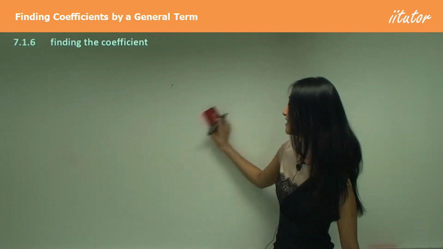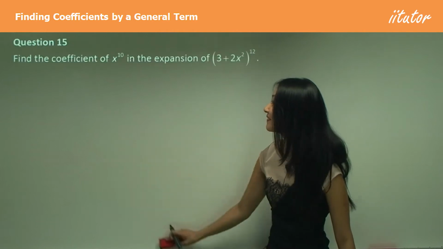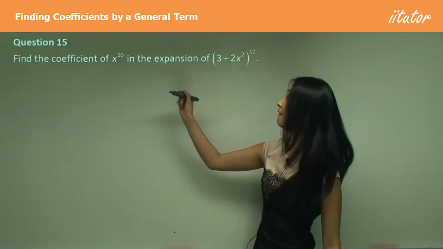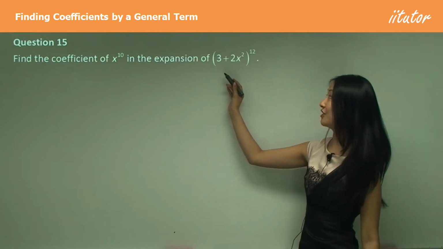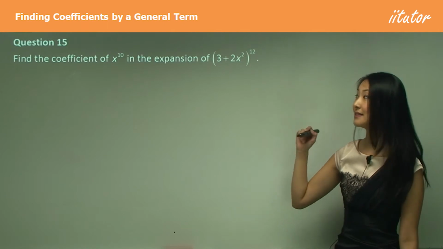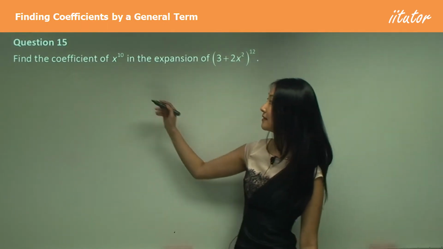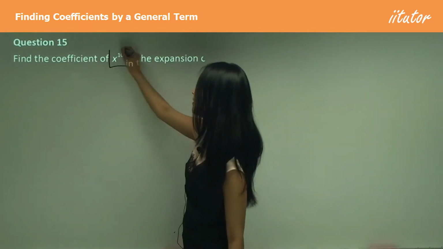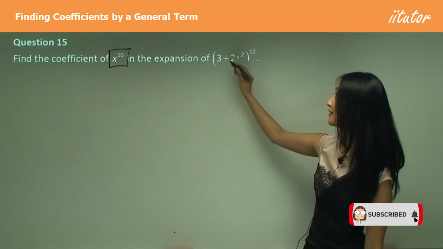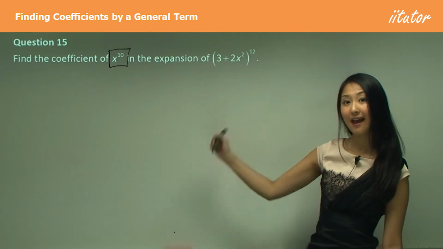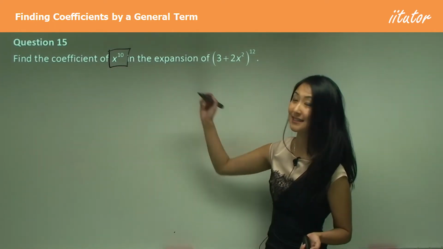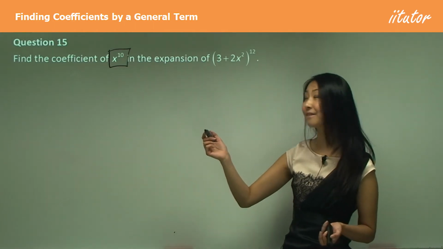The best way here is just to have a look at the questions, all right? We want to find the coefficient of x to the power of 10 in the expansion of (3 + 2x²) to the power of 12. So this tells me that I want to find the coefficient of x to the power of 10, which means I need to work out the general term for this and find out what k equals for x to be to the power of 10.